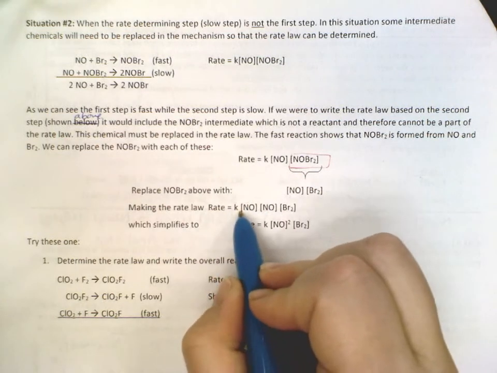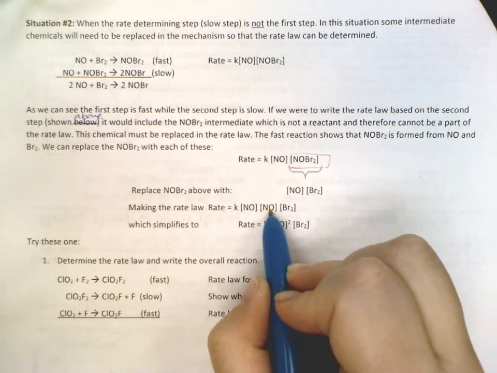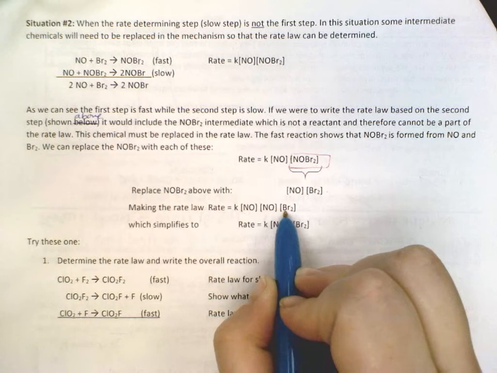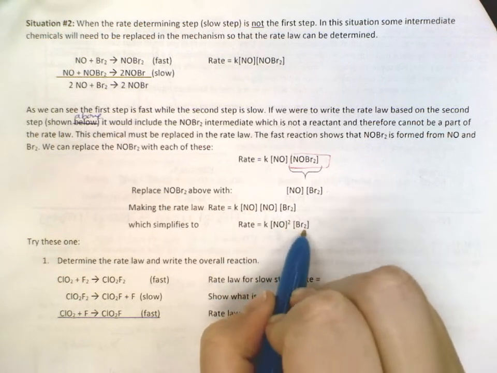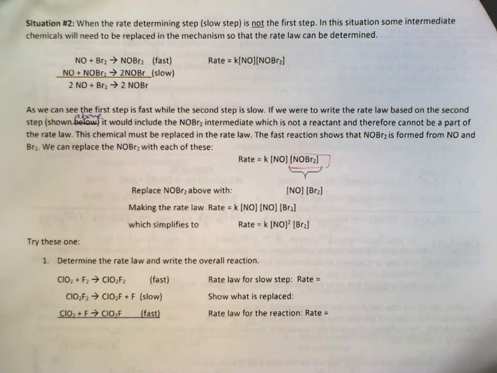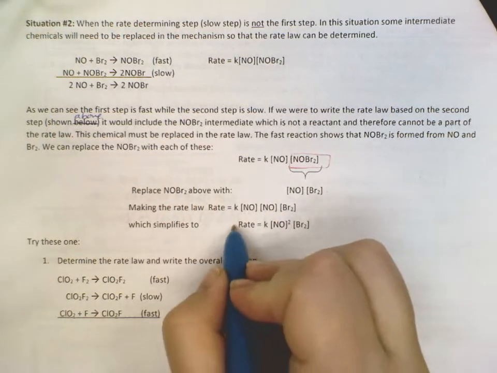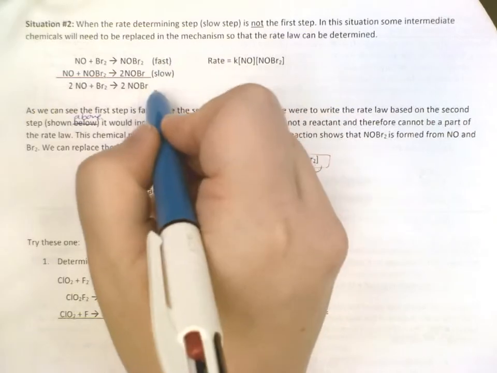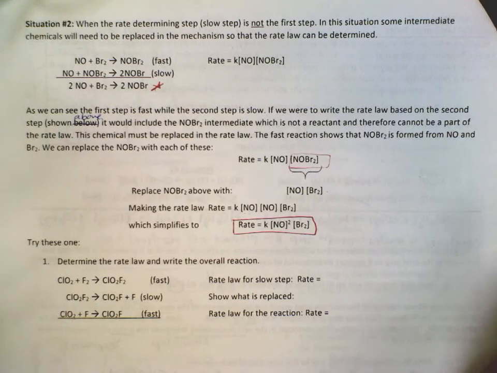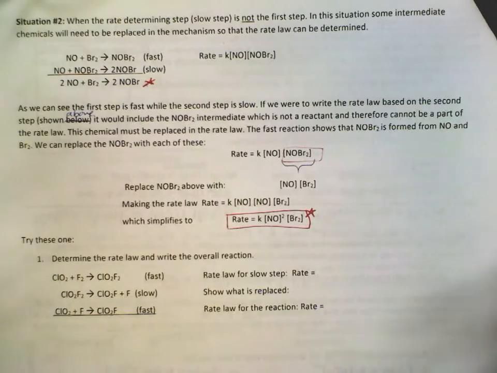Our rate law has k equals [NO], then we've got another [NO], and we've got our [Br2]. So we can put these together and make it [NO] squared times [Br2]. So this is our simplified rate law. This rate law would be the rate law for the overall reaction that we see at the bottom there. Okay, those two go together.